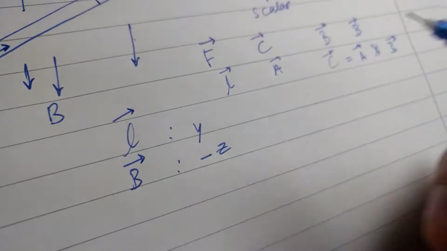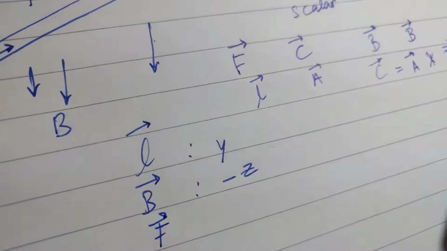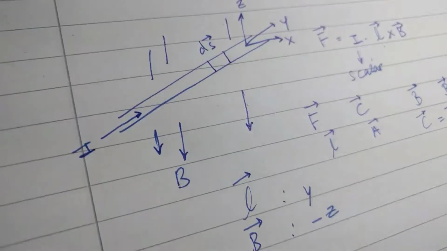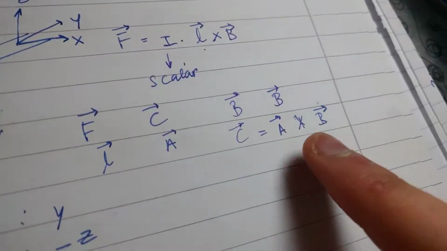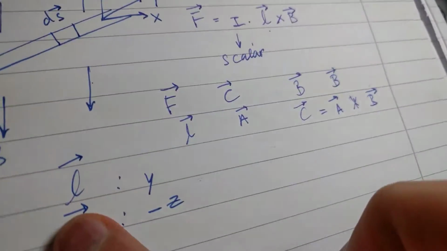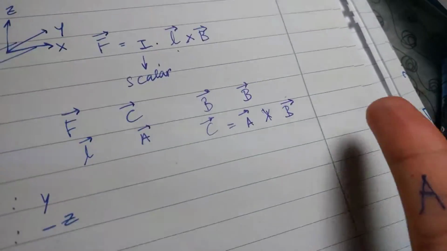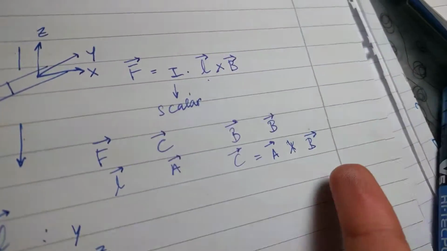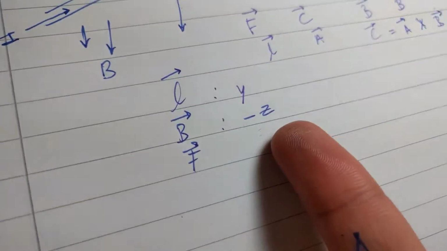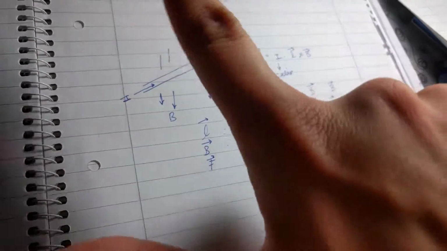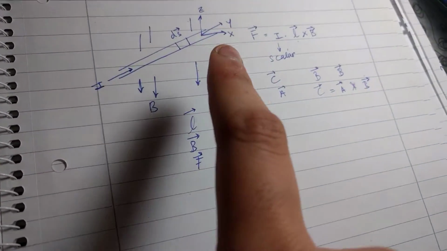And we have to find which direction the force is in. So what we do is take our right hand, and we take the first element in the cross product, which is the length vector, and we point towards the y-axis. This is our index finger. And we take the second element, B, our magnetic field, which is pointing in the negative z-axis, which we take to be downwards. So my index finger is the length vector, and my middle finger is the magnetic field vector.